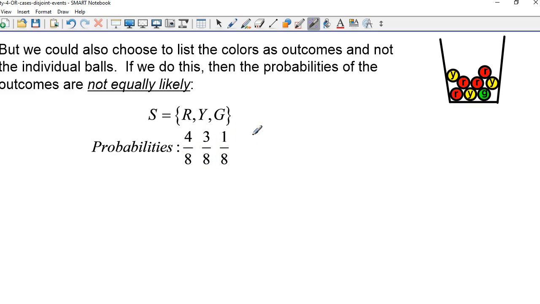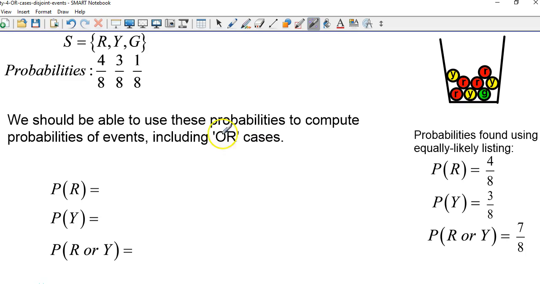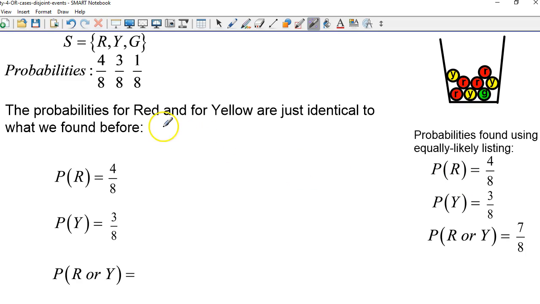So let's explore using this sample space to answer the question, what's the probability of red or yellow occurring? We should be able to use these probabilities to compute event probabilities, including the OR case, and I'm going to put the probabilities over here on the side that we found from using the other equally likely listing. We know these probabilities are correct. If I wanted to find the probability for red, it would just be the probability of that one outcome, which is 4/8, and the probability of yellow would just be 3/8, and those match exactly what we had before with the equally likely case. The real question is, how do we figure out the probability of red or yellow?